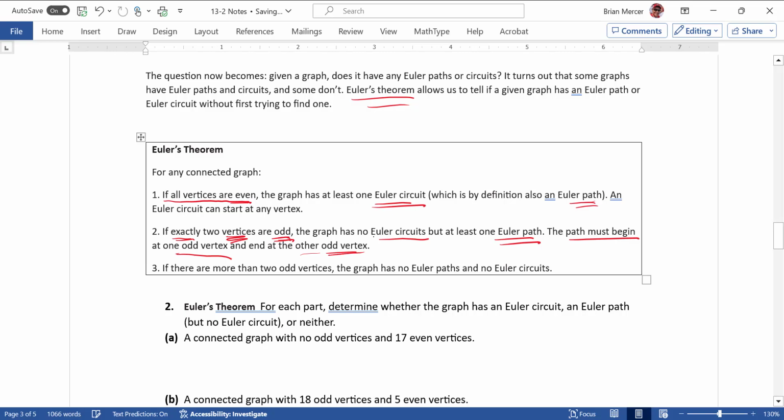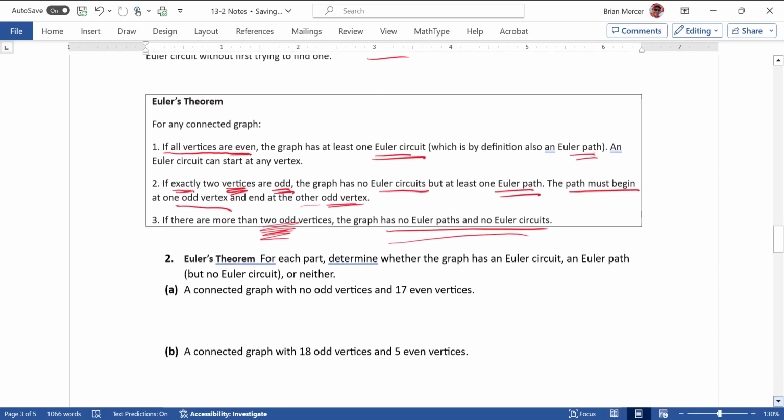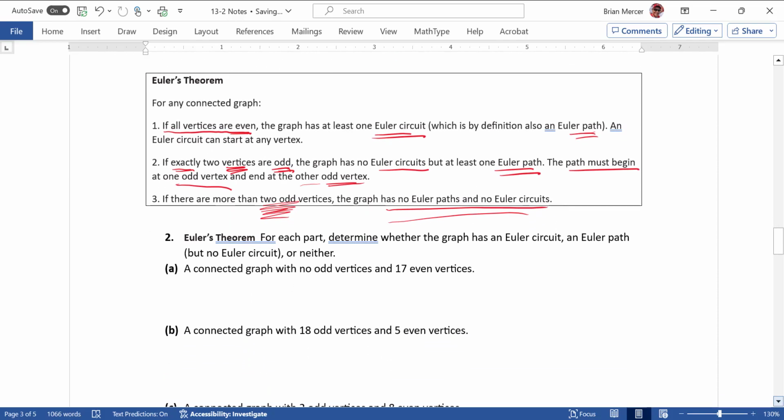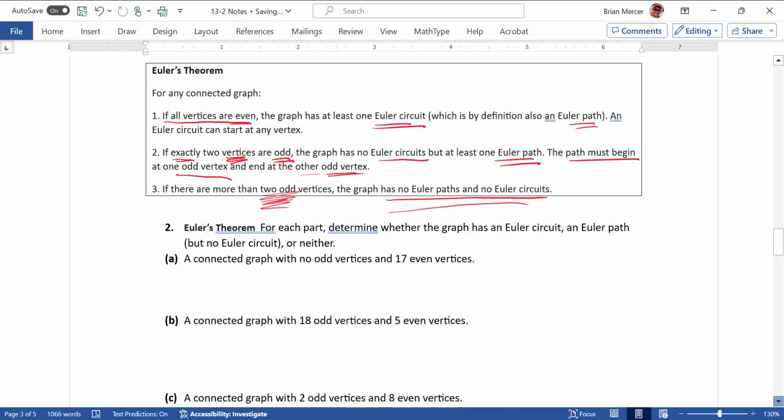So that gives you some strategy in terms of what to do. If there are more than two vertices that are odd, then it has no Euler path and no circuit. That is nice just for ruling things out. And that's really all this example is. This is a question we'll practice on ALEKS, but it's just a matter of reading that theorem and then deciding.